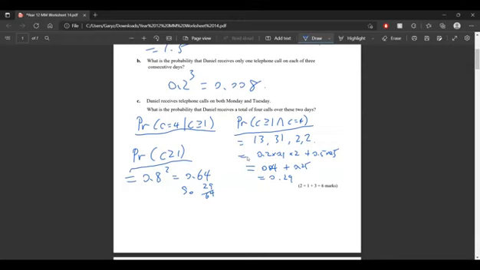So looking at the intersection probability first, the only 2 possibilities are 1 first day, 3 second day, 3 first day, 1 second day, or 2 for both days. After we work out the probability of each, we add them together, and that's 0.29.